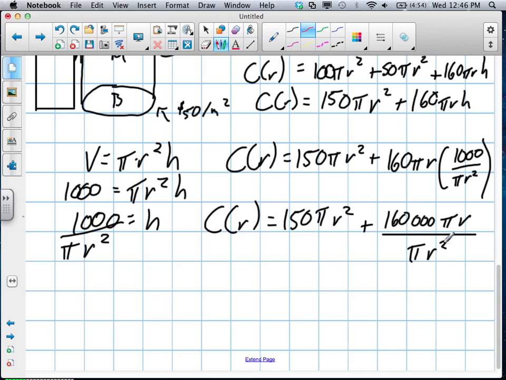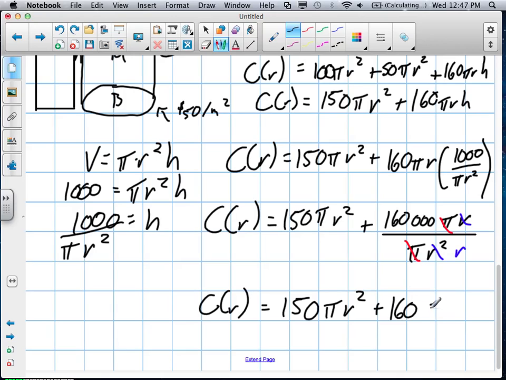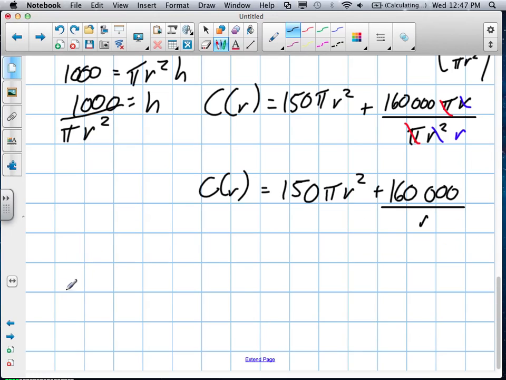Okay. Well, if you look at that, we know the pi's can cancel out to create a 1, and our r's will create just one r on the bottom. So our simplified version of this, we want it to be as simple as possible in order to derive, is 150 pi r squared plus 160,000 divided by r. Thought we were missing something there. This is our cost equation. Forgot to include our height before. So again, we still have to derive this.